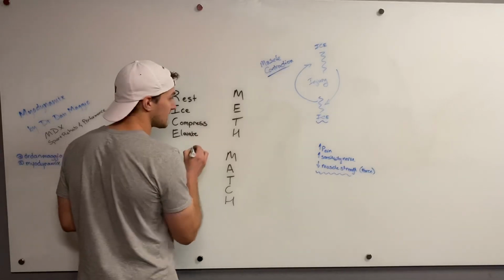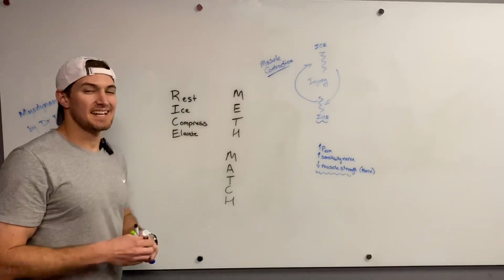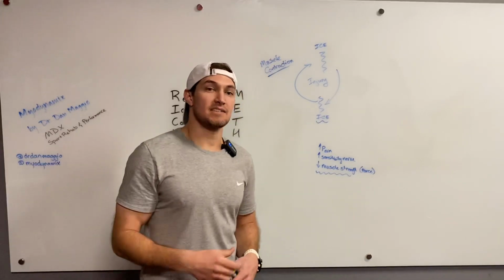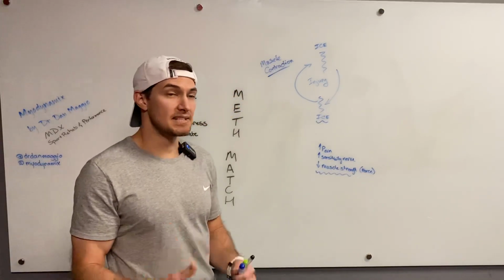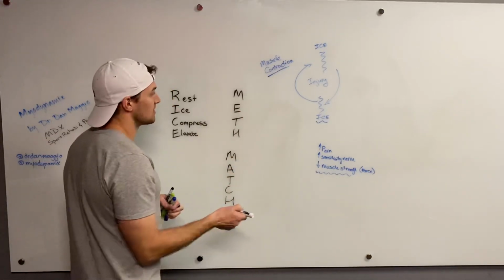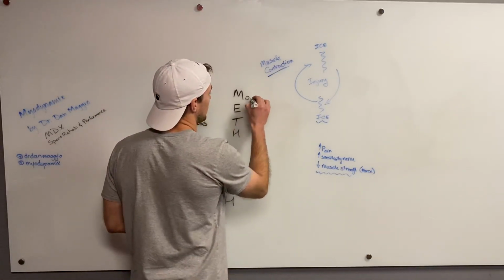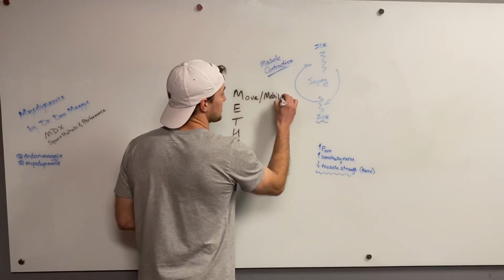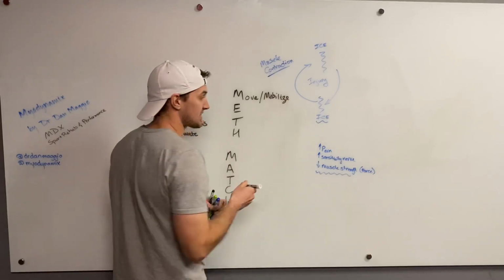Now, what we're finding in some of the literature is that if we just ice things and if we immobilize it, it's not as good as if we add some movement and add some activity to it. So when we go over to our meth analogy, we're going to say M is for move. This might even be mobilize. So mobilize the tissue, mobilize something that's tight.